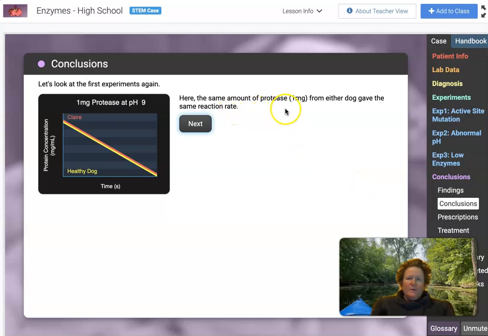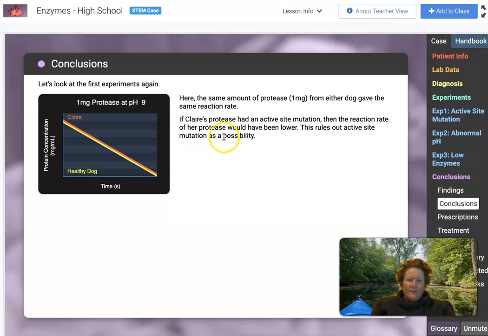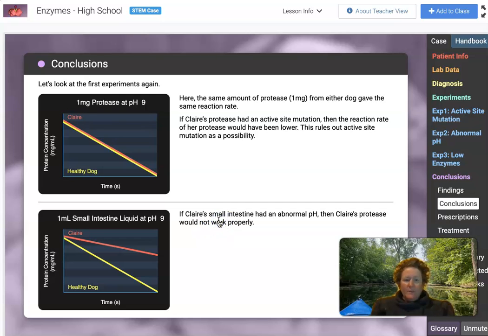Here, the same sample amount of protease from either dog gave the same reaction rate. If Claire's protease had an active site mutation, then the reaction rate of her protease would have been lower. This rules out an active site mutation as a possibility. Remember, when you took pure protease, things were fine. But if you just took 1 milliliter of liquid from both dogs, Claire's digestion was slow.